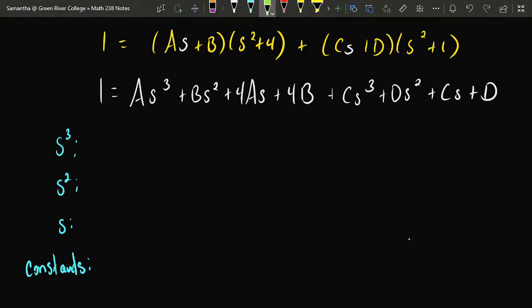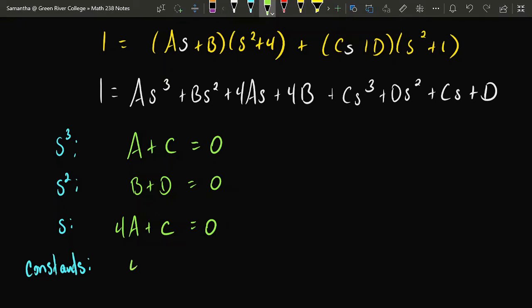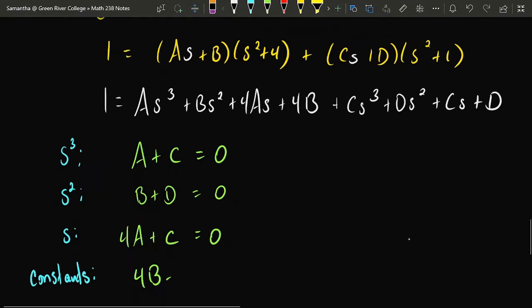So for the s cubed terms, we have a plus c, but that's equal to 0 because I have no s cubed terms on the far left side. For s squared, we have b plus d, and that's also equal to 0 because there are no s squareds on the far left side. For s terms, we have 4a plus c, and that's also equal to 0 because there are no s's on the far left side. And for constants, we have 4b plus d, and that's equal to the 1 on the far left side.